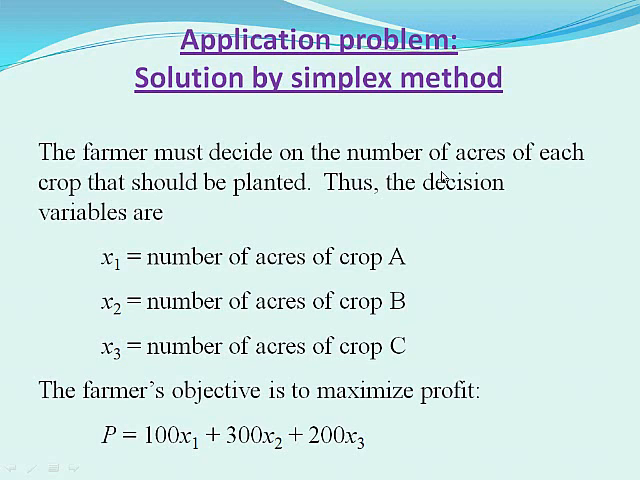If we denote the profit as P, we can calculate P as 100x1 plus 300x2 plus 200x3. Notice that 100x1 comes from planting x1 acres of crop A, that brings in $100 per acre of profit. Similarly, 300x2 will be $300 per acre of profit of crop B, x2 acres of plantation, so it will be multiplied together. If we add all these 3 terms, we will get the profit function.